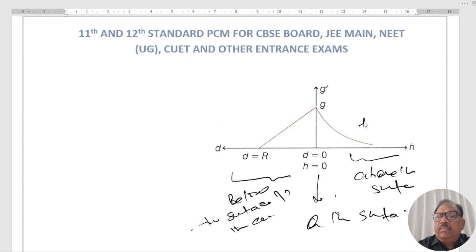Now, as H tends to infinity, g approaches 0. This part is d equal to R. Here d equal to 0, h equal to 0. This is the point. This is the positive x-axis, this is the negative axis. This is above the surface of the earth, this is below the surface of the earth. Right? This is all about the effect of g on height as well as on depth. This is the graphical representation, right? Next question.